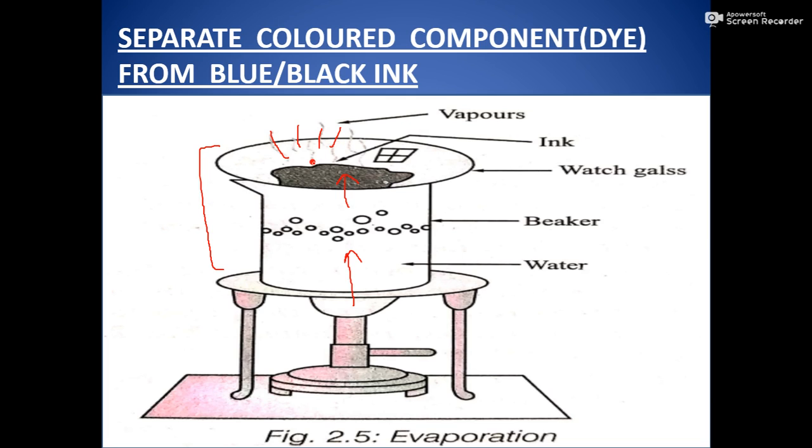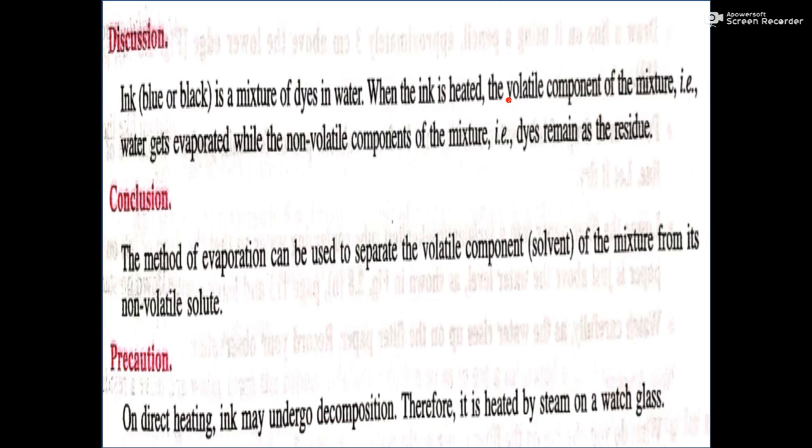When we observe that the vapors are no longer coming, we should stop the burner and take the watch glass out, and in that condition we get the dye in the watch glass and the water is evaporated. So this is a separation technique, and it is known as evaporation. You have already discussed this technique in your first chapter. This is the activity, this is the conclusion, and these are the precautions that we have to take.